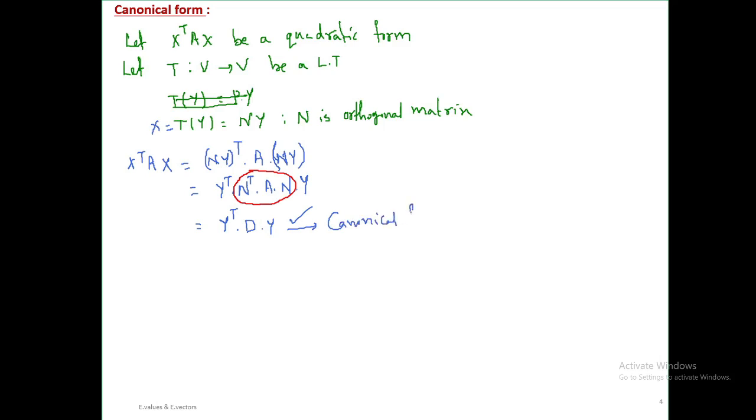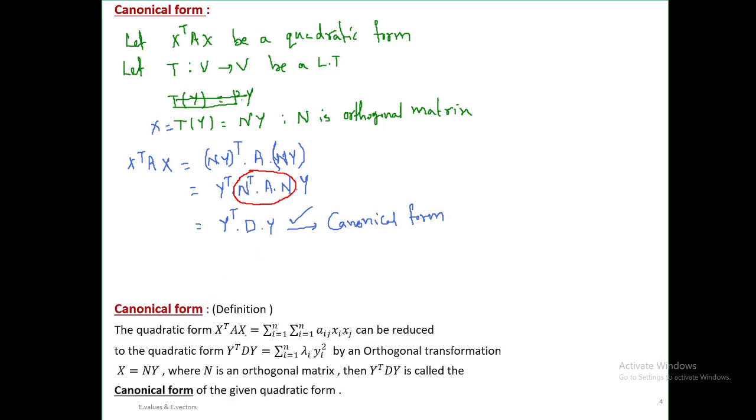What is the importance of this canonical form? I will let you know soon. But before that, let us know what is meant by canonical form and how to find it from the given quadratic form. Let us know the formal definition. The quadratic form x transpose A x can be reduced to the quadratic form y transpose D into y, which is given as the sum of lambda i into yi squares.